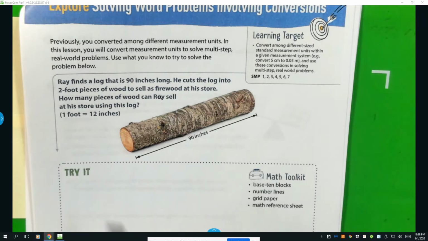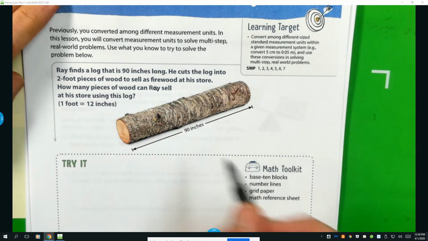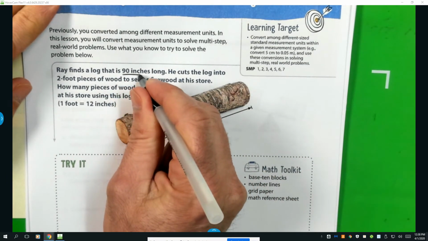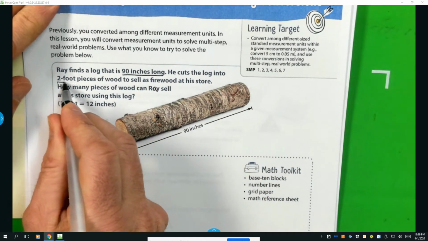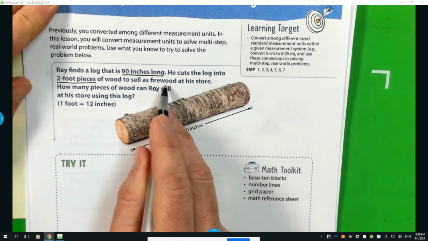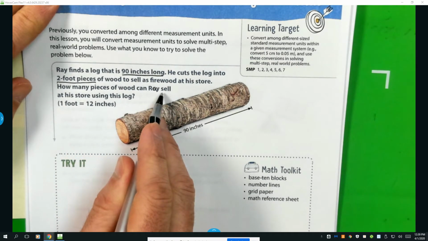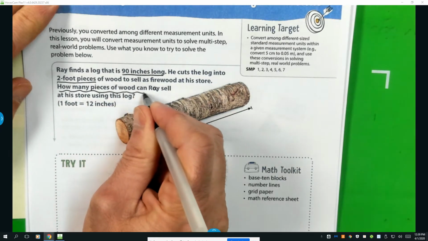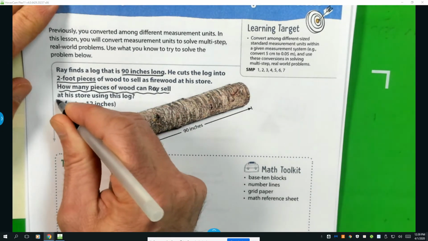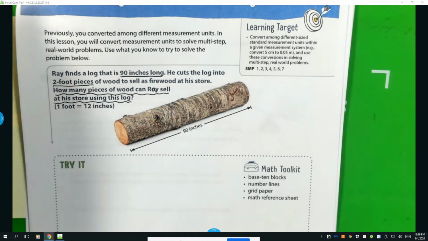So that was our first read. Let's go into our second read and find some information. Ray finds a log that is 90 inches long. That's important. He cuts the log into 2-foot pieces of wood. 2-foot pieces is important. To sell as firewood at his store. How many pieces of wood can he sell at his store using this log? Okay, squiggly that. Then it says 1 foot equals 12 inches. Now that's probably where I would start.